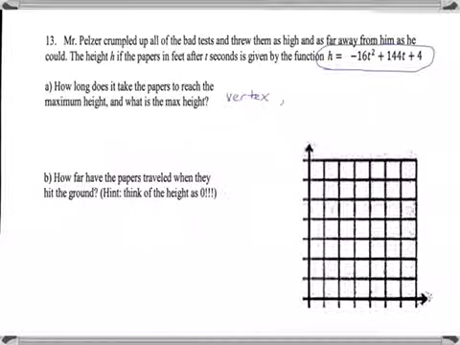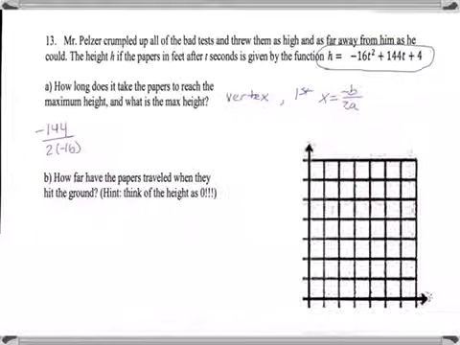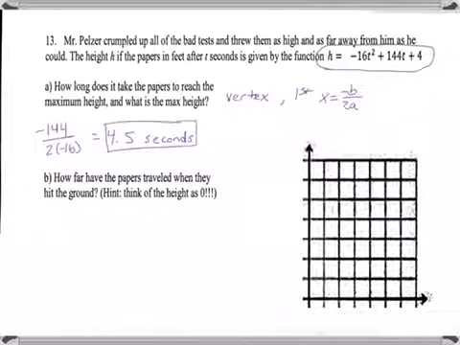And remember, to start finding the vertex, the first thing we want to use is x equals negative b over 2a. So let's see, time to max, we're going to say negative 144, so it's negative b over 2 times negative 16. And we should get 4.5 seconds is how long it takes the paper to reach its max height.